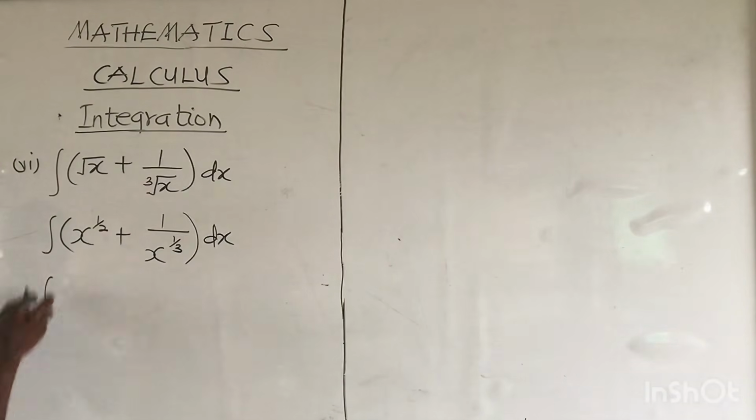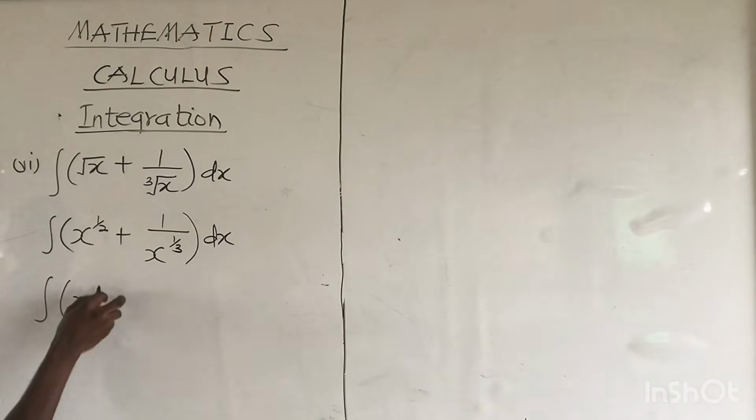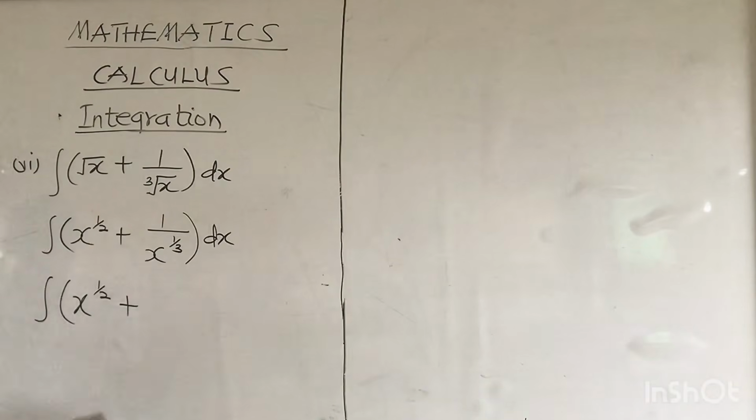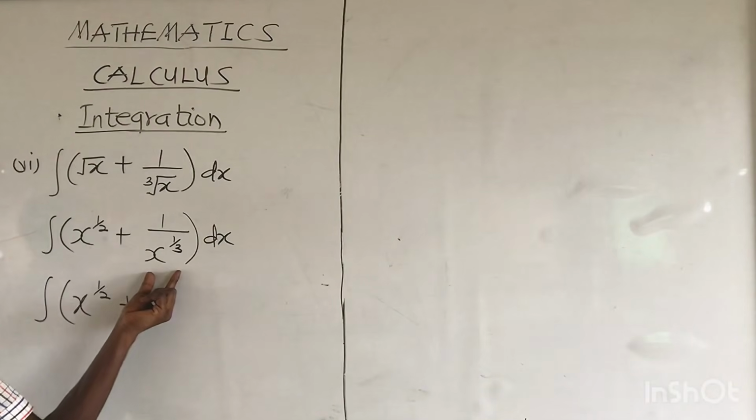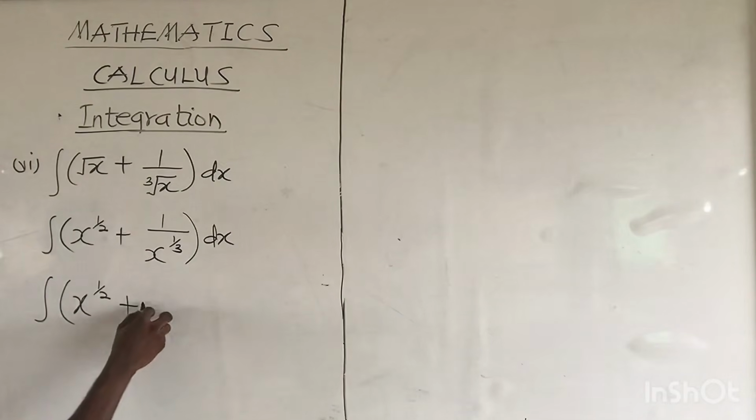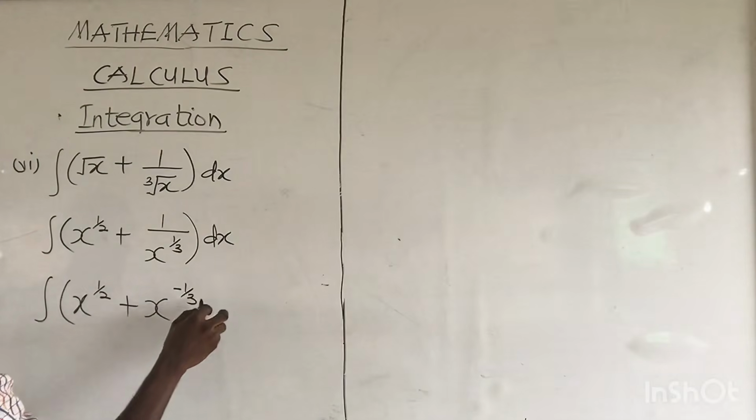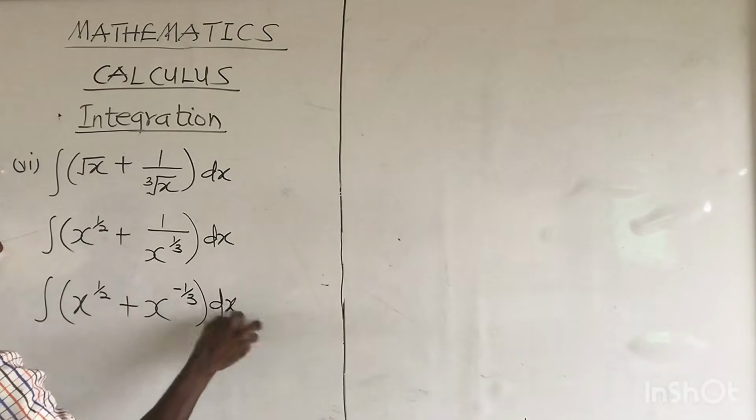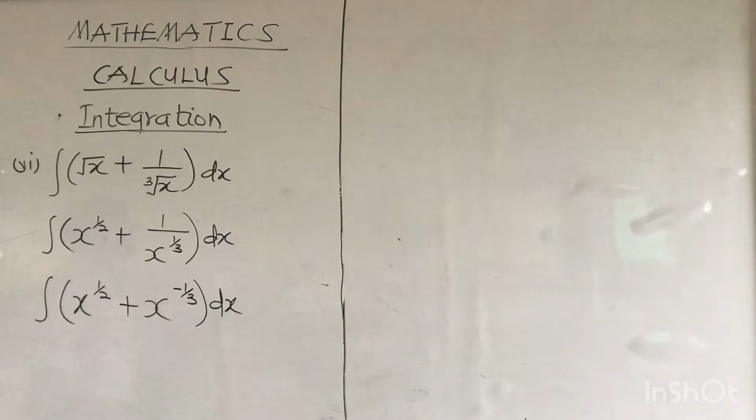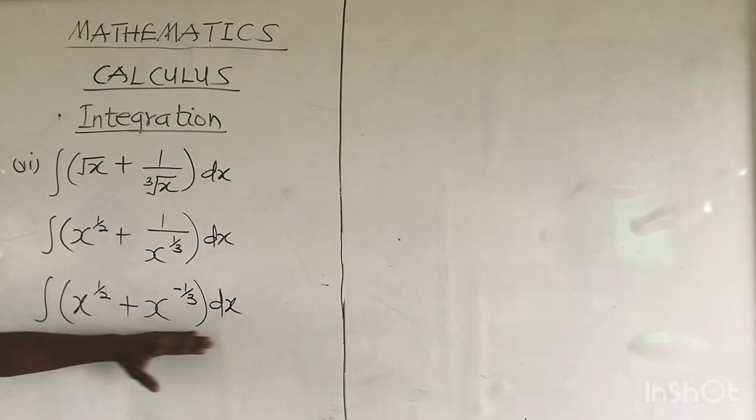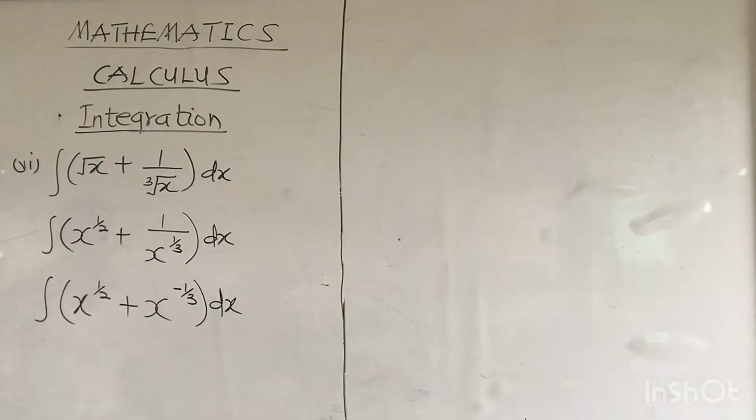So we still have the integral of x power half plus, then we are going to push the x power 1 over 3 up, which will be x exponent negative 1 over 3, dx. After rewriting them like this, then we need to integrate them.